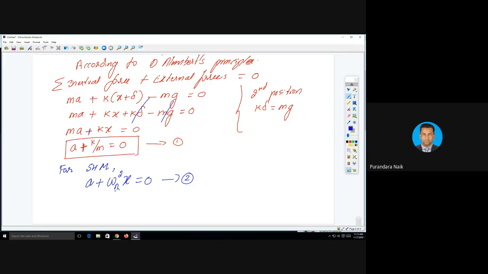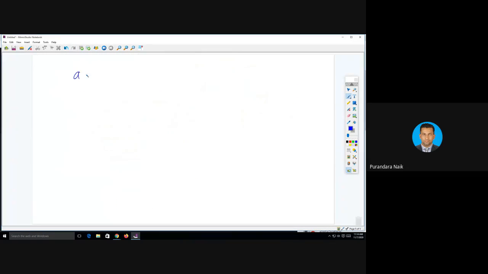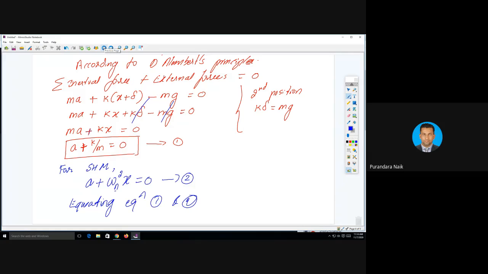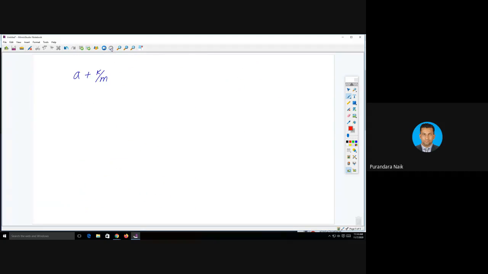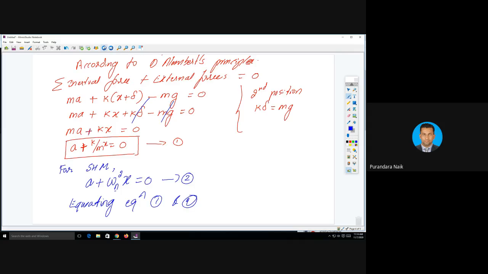So equating equation number 1 and 2. Are you copying or not? Yes, sir. Okay. Equating equation number 1 and 2, I'm going to equate it. A plus k by m into x. Please look at this. K by m into x is equal to, what is the next equation?